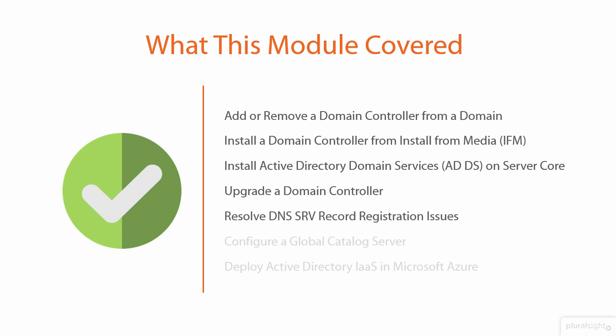We took a look at DNS and those SRV records, as well as how to resolve some record registration issues, as well as a look also at configuring our global catalog server on any of the domain controllers we may have. And then concluded with a look here at deploying Active Directory in Microsoft Azure using the IaaS approach. Considering Microsoft's investments in Azure Active Directory Services, it's important to differentiate the VM approach from the services approach in building up that Azure Active Directory presence.